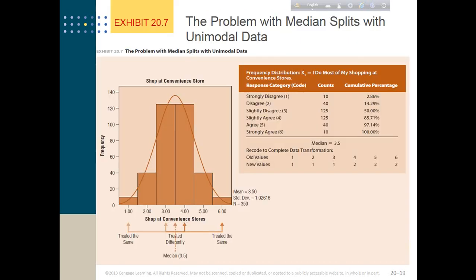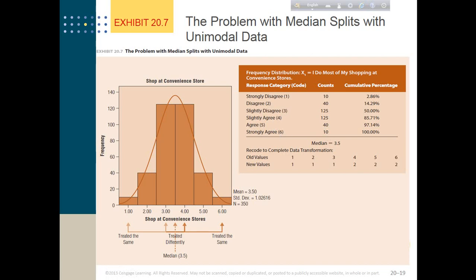Now the question is, does this median split always work? Look at these answers. The question was, I do most of my shopping at convenience stores. So respondents were asked to provide alternative answers like strongly disagree, disagree, slightly disagree, slightly agree, agree, and strongly agree. So there were 6 alternative answers, and you can see 10 answers were strongly disagree, 40 disagree, 125 slightly disagree, 125 slightly agree, 40 agree, and 10 strongly agree.